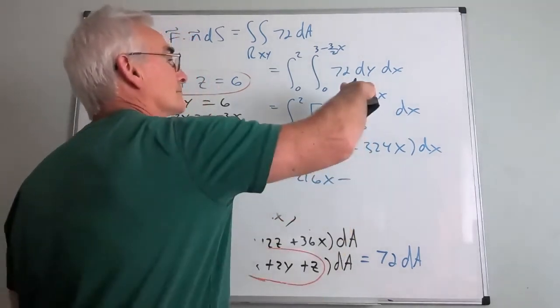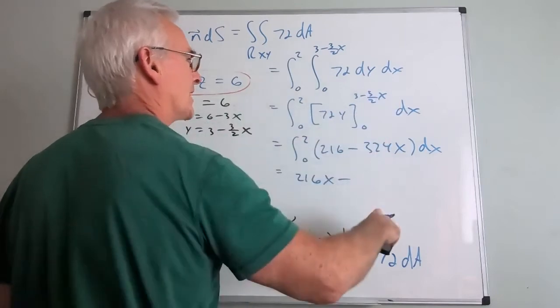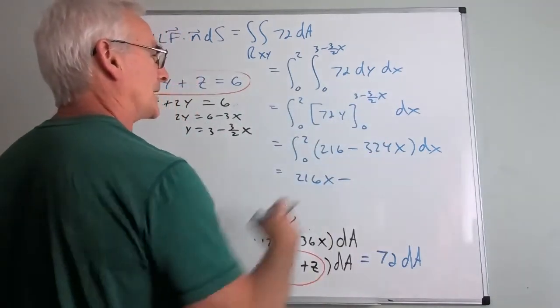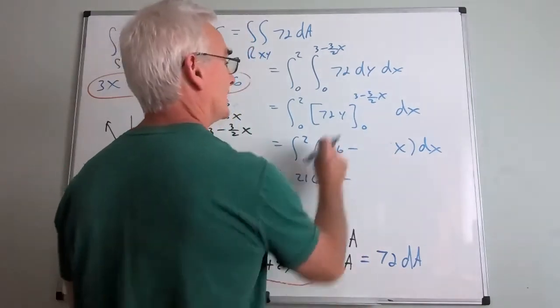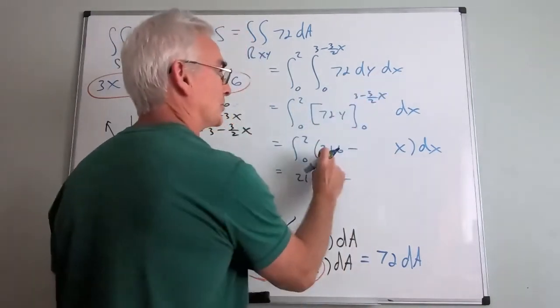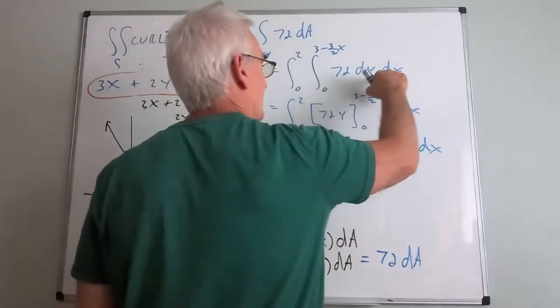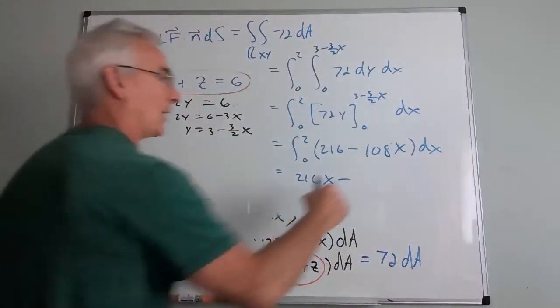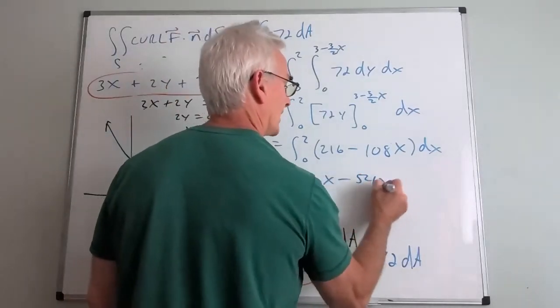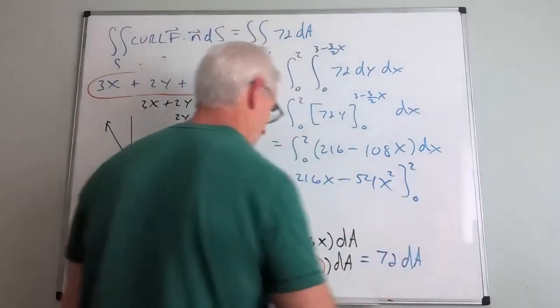Oh, sorry, what did I do? I did 3 halves times 216. My bad. I'm looking at this but something doesn't feel right. 72 times 3 halves. I did 216 times 3 halves. 72 times 3 halves would be 108. Sorry about that. Now, this will be 54x squared from 0 to 2.